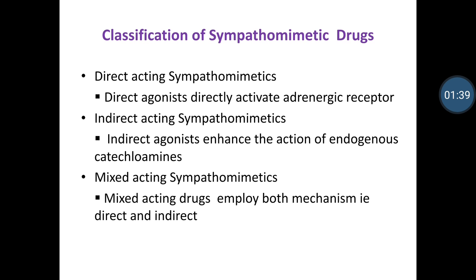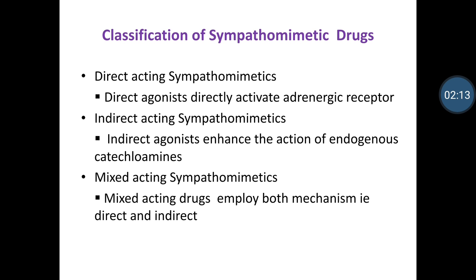Now we have to discuss the classification of sympathomimetic drugs or adrenergic drugs. These are classified into three classes: direct acting sympathomimetic, indirect acting sympathomimetic, and mixed acting sympathomimetic. So first we have to discuss direct acting sympathomimetic.